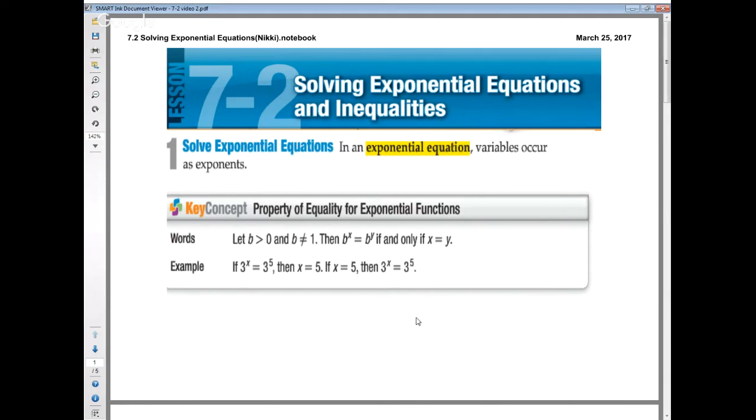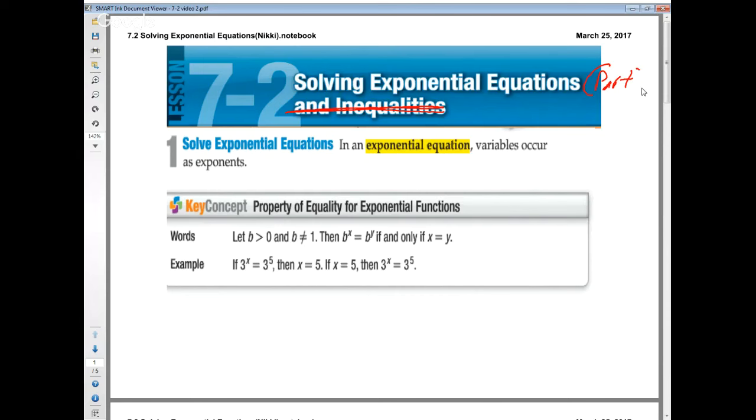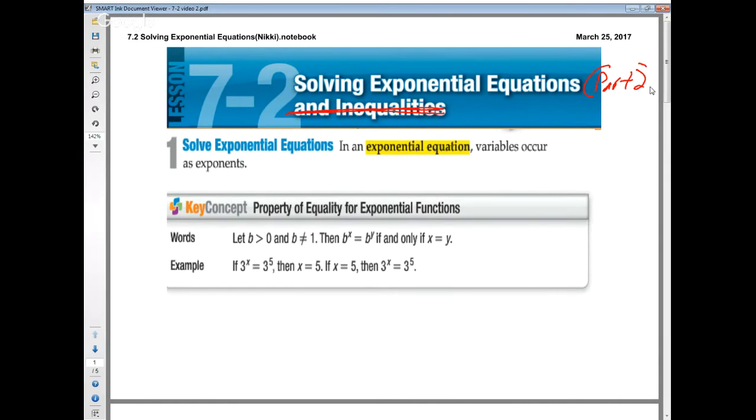Hello, Algebra 2, and welcome to our second video over solving exponential equations, not covering inequalities. So in other words, we're covering part 2 of solving exponential equations.